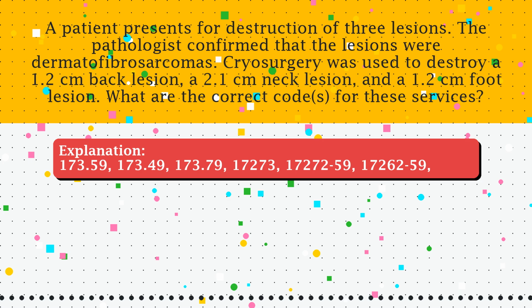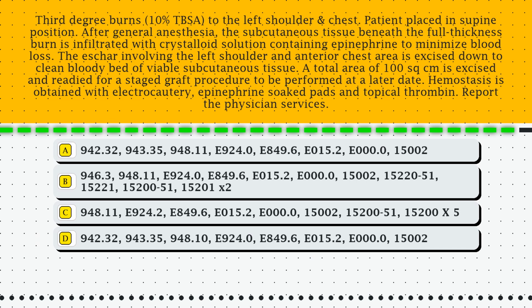Question 44. Third-degree burns, 10% TBSA, to the left shoulder and chest. Patient placed in supine position. After general anesthesia, the subcutaneous tissue beneath the full-thickness burn is infiltrated with crystalloid solution containing epinephrine to minimize blood loss. The eschar involving the left shoulder and anterior chest area is excised down to clean bloody bed of viable subcutaneous tissue. A total area of 100 sq cm is excised and readied for a staged graft procedure to be performed at a later date. Hemostasis is obtained with electrocautery, epinephrine-soaked pads and topical thrombin.